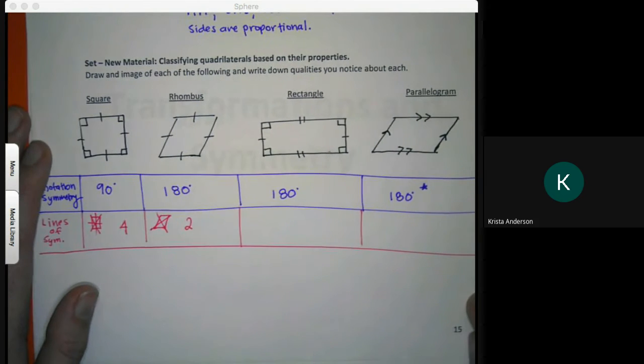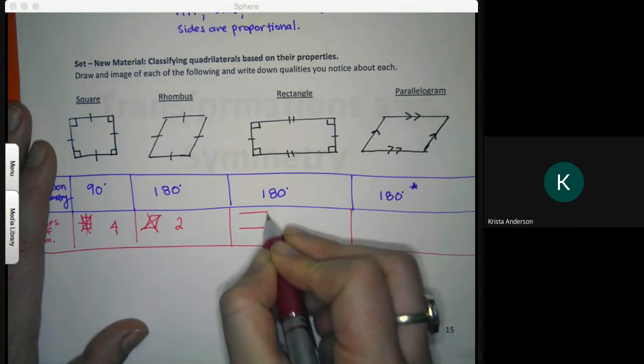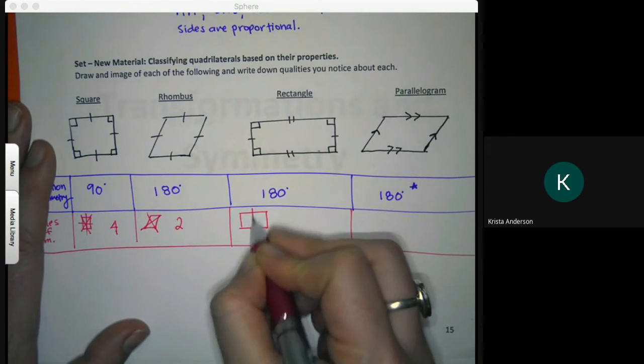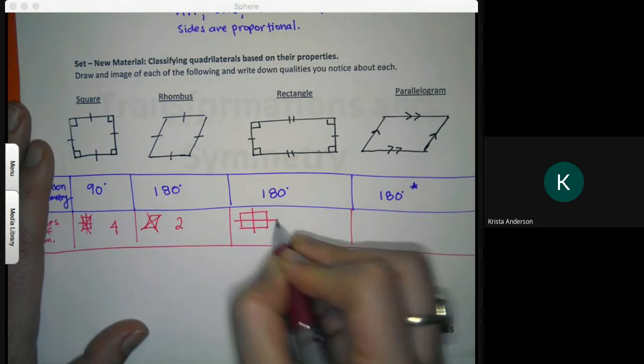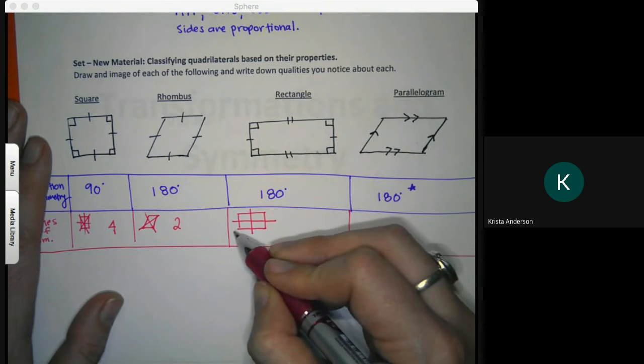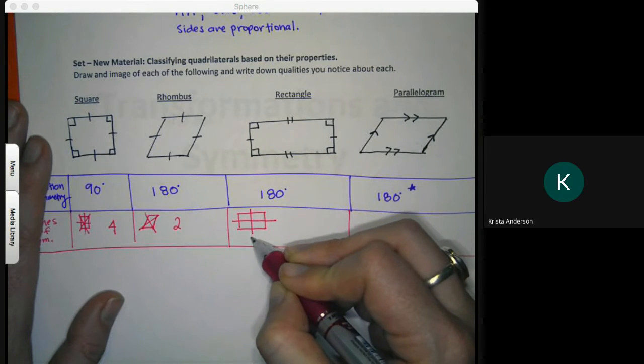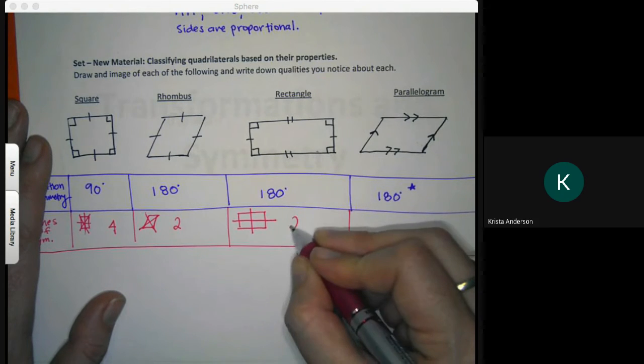What about a rectangle? I could fold it hamburger, hot dog. Those would be lines of symmetry. If I fold a rectangle down the diagonal, this corner would be off. It wouldn't be a line of symmetry. So this one only has 2.